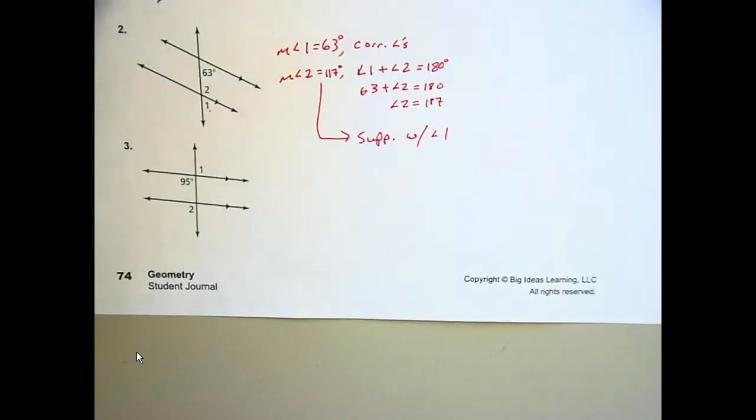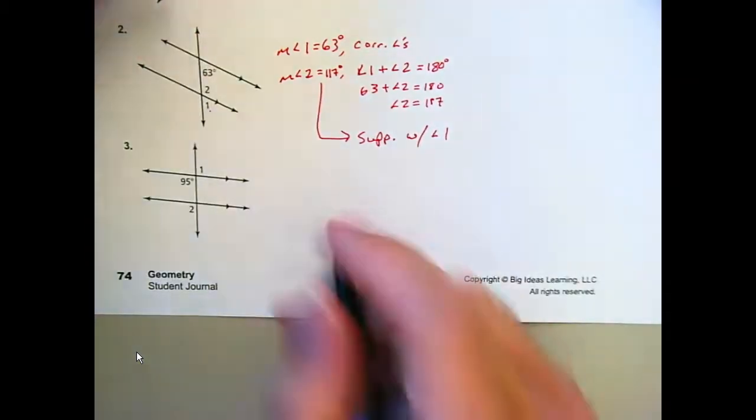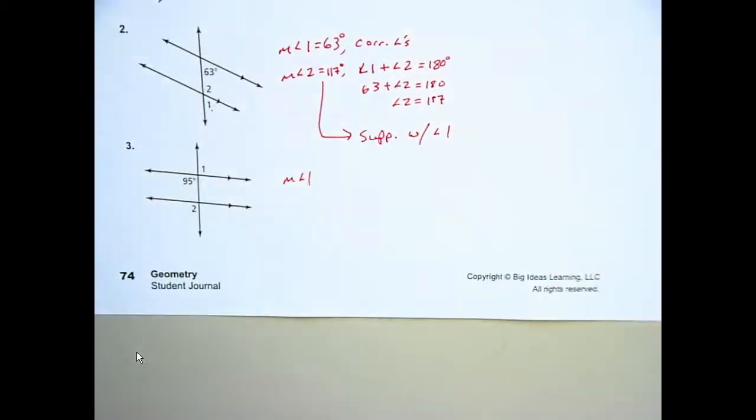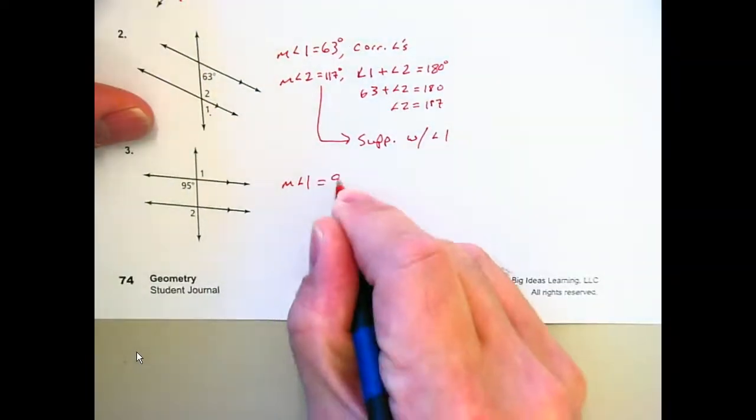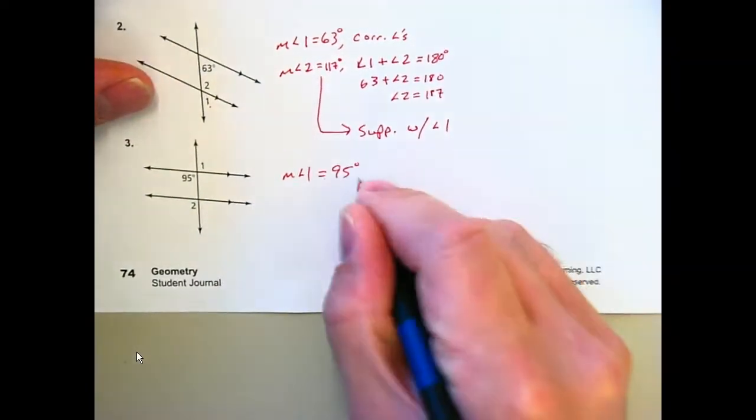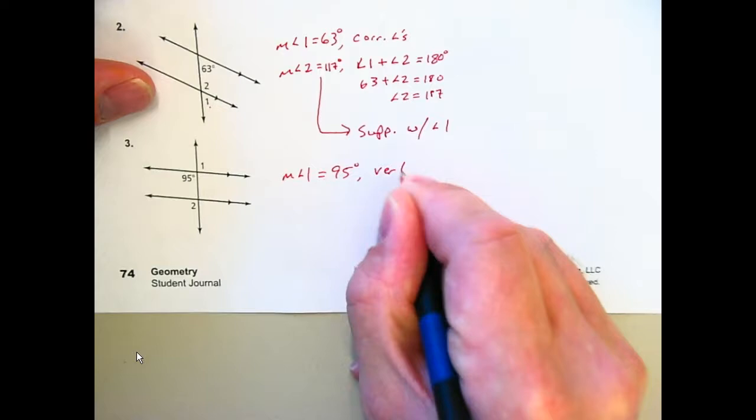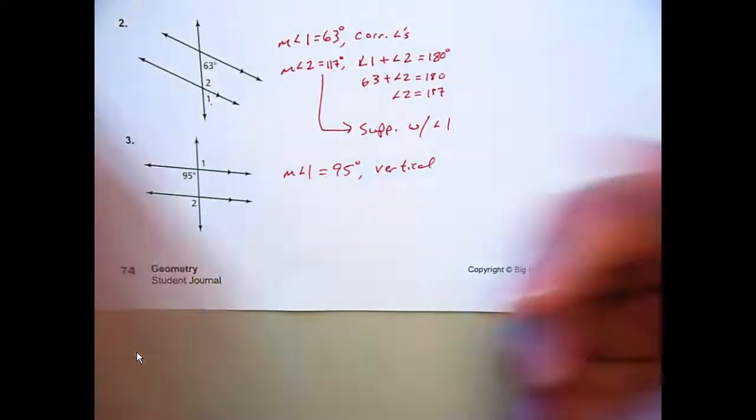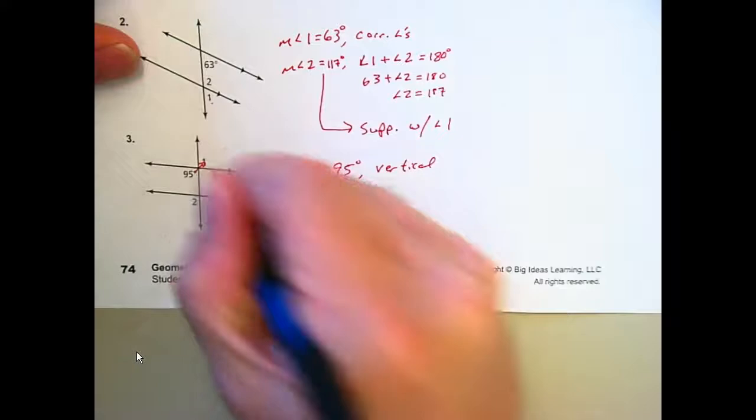Okay, angle 3, or number 3, excuse me. Angle 1 on number 3. Measure of angle 1. All right. Yes, Alex? 95 degrees. How come? How many agree with Alex? Those are vertical. Okay, 3 people, Alex. You got 3 voters. I'll vote for you, though. And that's correct. It's vertical angles.